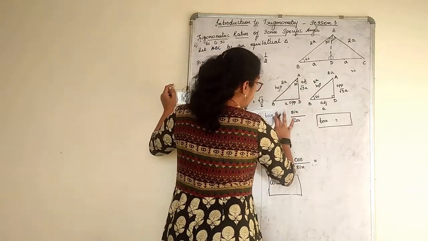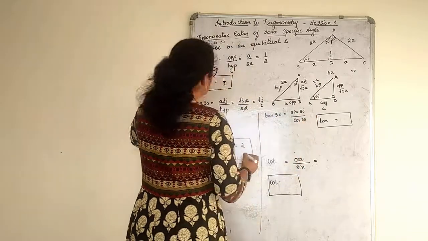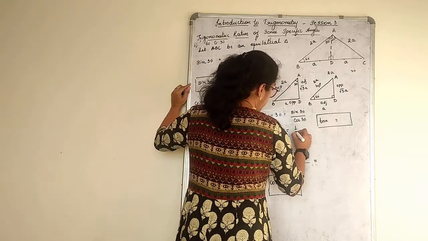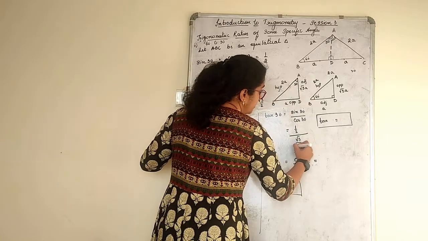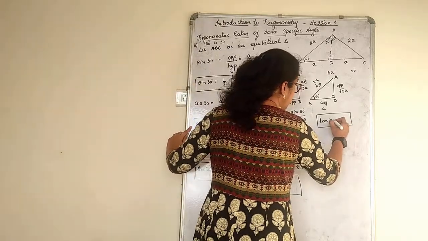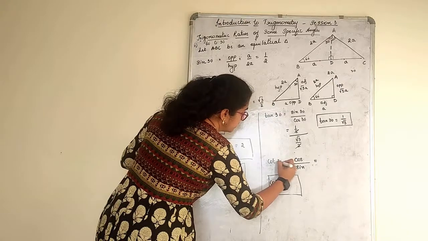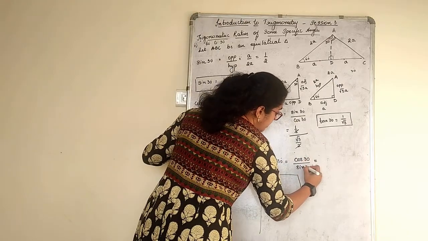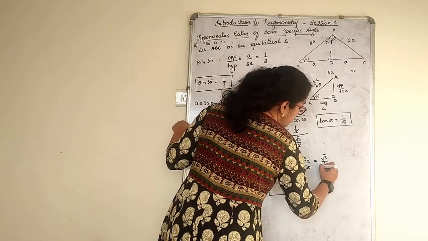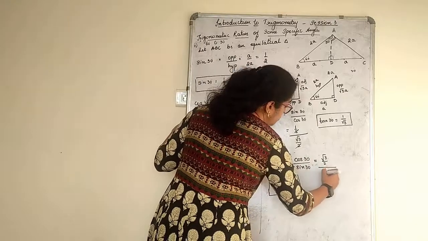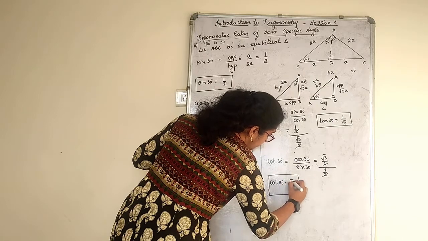Tan 30 is sin 30 upon cos 30. Sin 30 is 1 by 2. Cos 30 is root 3 by 2. So tan 30 is 1 by root 3. Okay. Cot 30 would be cos 30 divided by sin 30. Cos 30 is root 3 by 2. Sin 30 is 1 by 2. And cot 30 is root 3.